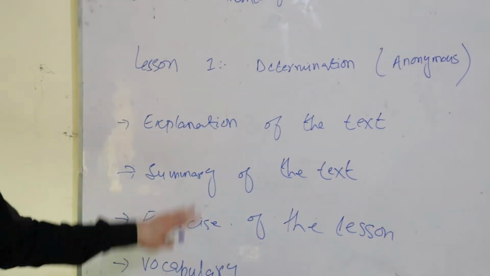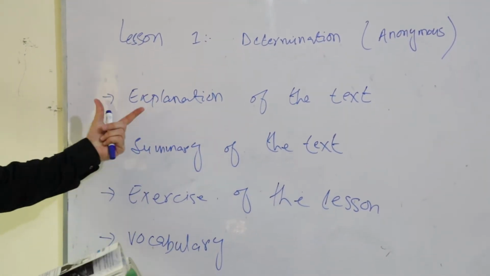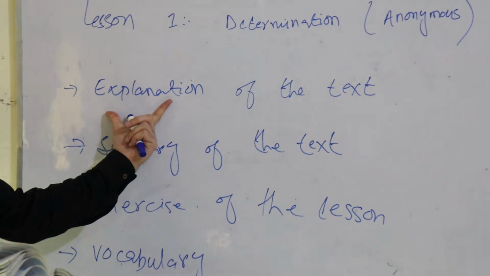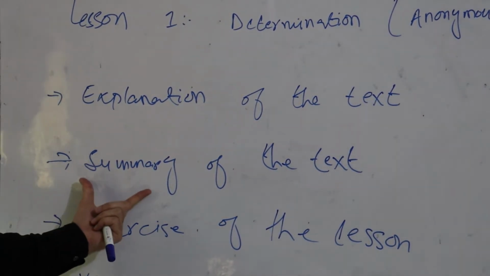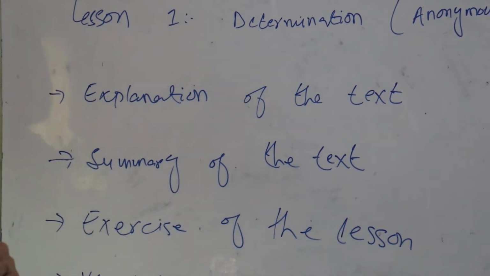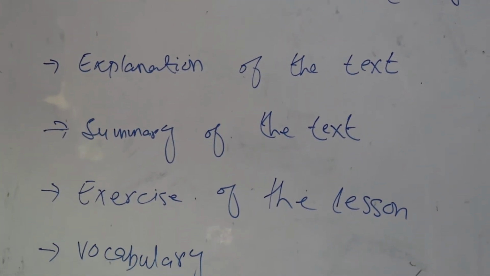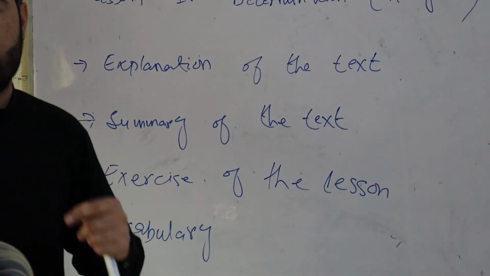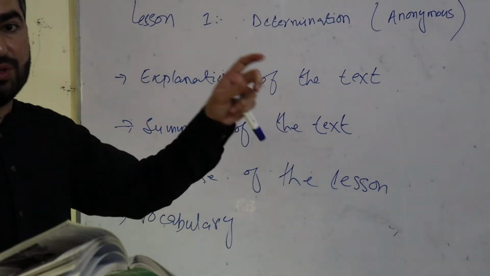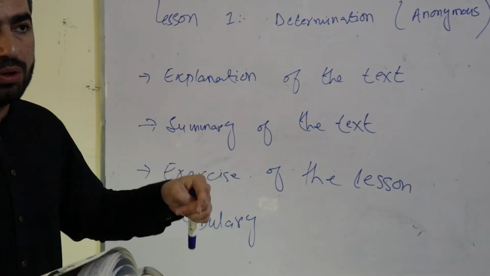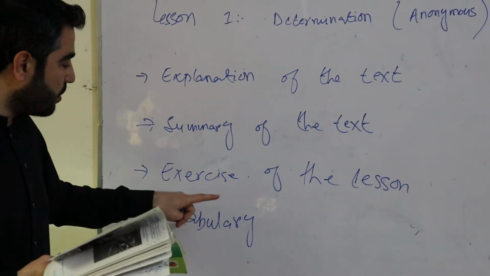In this whole lesson, we are going to focus on these things. First of all, I will explain the text of the book line by line. Then we will discuss the summary of the whole text. This is a question in the paper, in the board and in faculty examinations. They used to ask students to write the summary of this lesson, right? So we will discuss that also to cover that question in Section C of the paper.